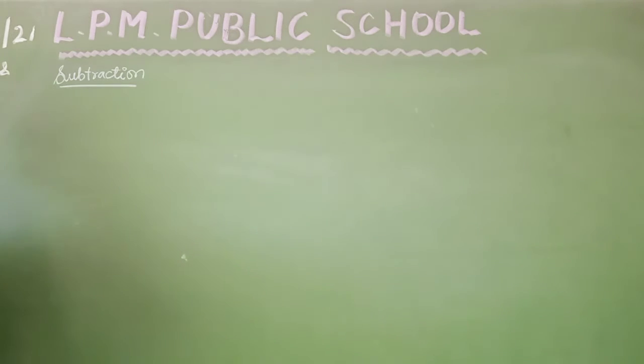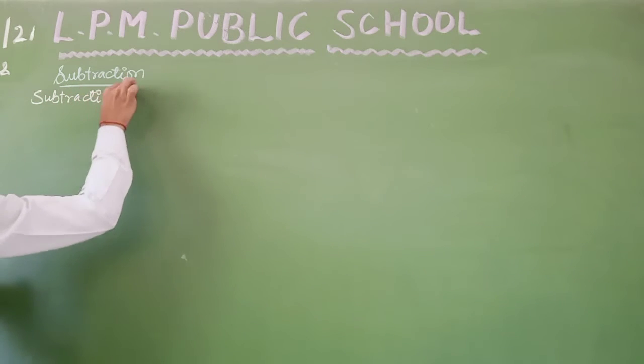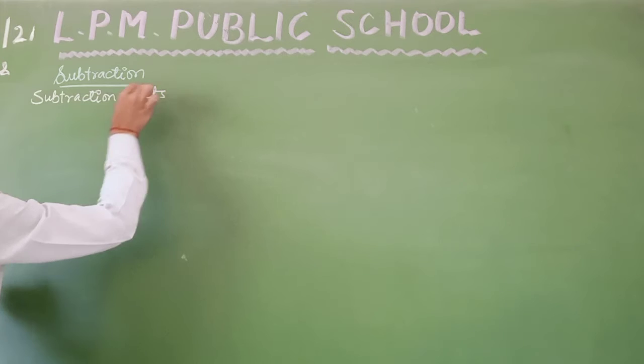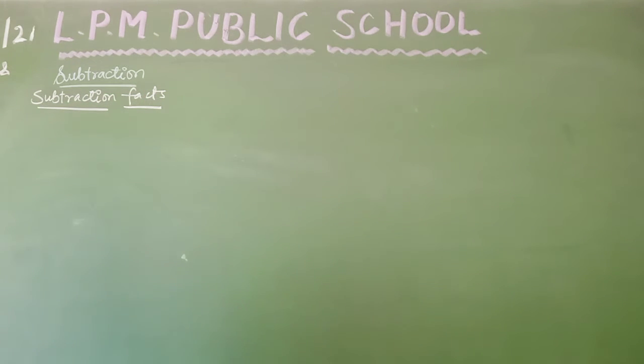And now that is subtraction facts. Our first topic is subtraction facts. What are subtraction facts? Listen carefully and note it in your copy. Firstly, the difference is always lesser than the bigger number of the two numbers. That means if there are two numbers, then the difference is always lesser than the bigger number of the two numbers. And this is not true if one of the two numbers is 0.